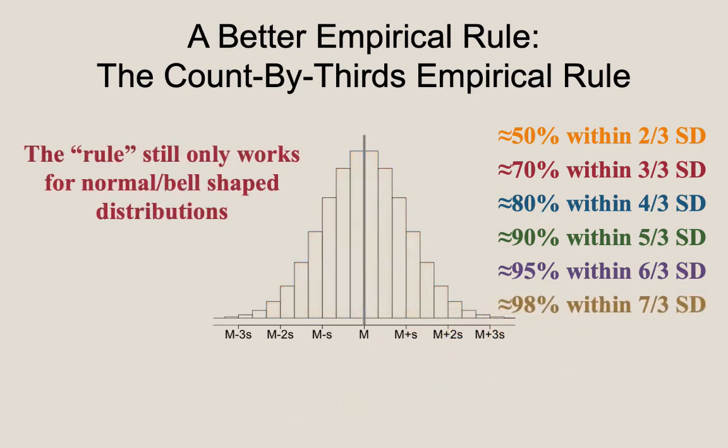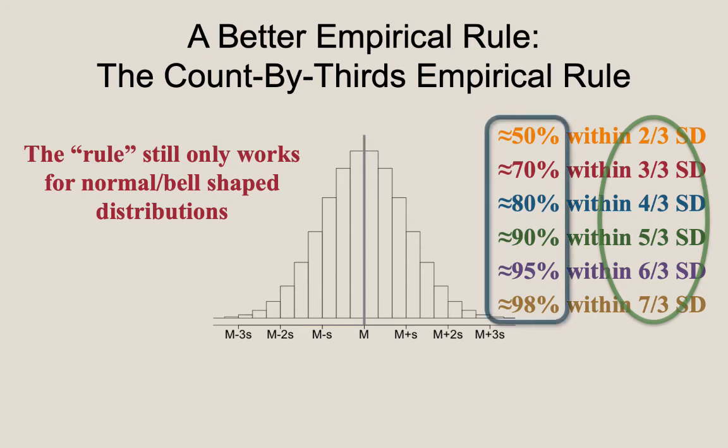So the count-by-thirds empirical rule counts off by thirds of a standard deviation, and those thirds of a standard deviation result in nicer percentages or more pragmatic percentages. So whereas the traditional empirical rule counted by whole standard deviations, we're counting by thirds of a standard deviation. A little more complicated, but not that much more challenging. However, the percentages we end up with as approximations go are far more pragmatic and much more useful for percentages that people would actually want to talk about.